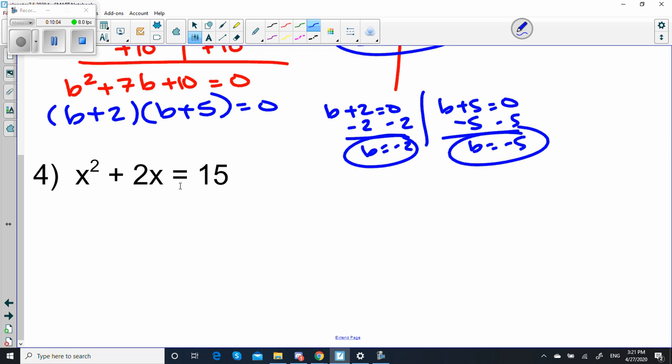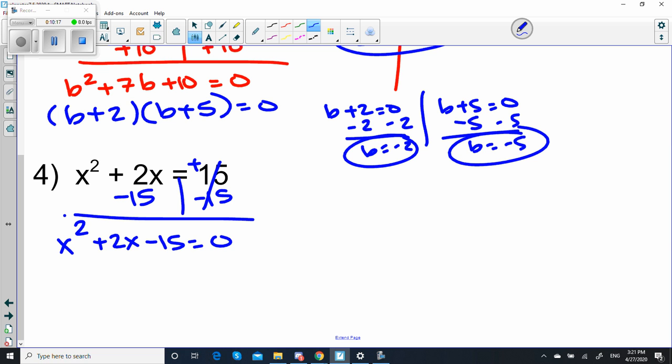Okay, so first thing we do here is we move this 15 over. It's a positive because there's no sign, so we're going to subtract 15 on both sides. Those go away, which is what we wanted. So now it says x squared plus 2x minus 15 equals 0. So now I'm looking for factors of negative 15, the c, that give me the middle, positive 2. And that b is what I'm looking for.